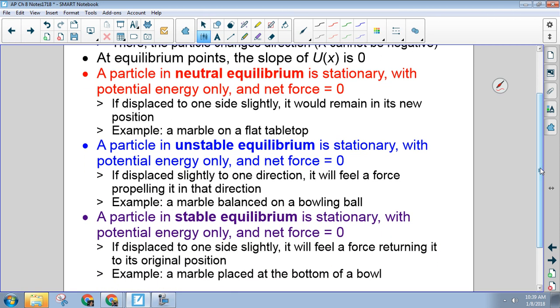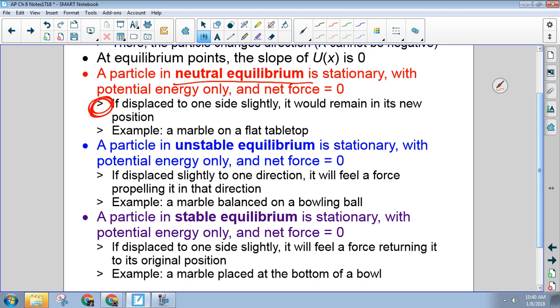So, a particle in what's called neutral equilibrium, in order for it to be a neutral equilibrium, it needs to be stationary. I do not like this definition. It's got to have only potential energy, which obviously, if it's stationary, that means it doesn't have kinetic energy, so it would only be potential. It's got to have a net force of 0. Here's the actual meat of the definition: if it's displaced to one side slightly, it would remain in its new position. An example would be a marble on a flat table. Wow, that is really worded badly, isn't it?